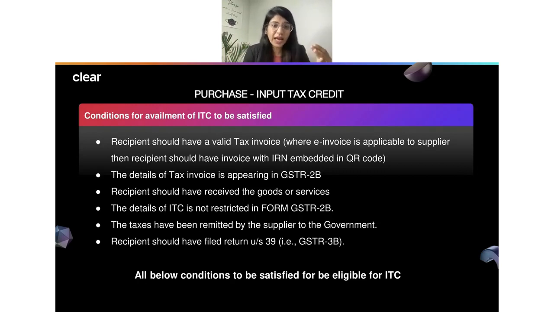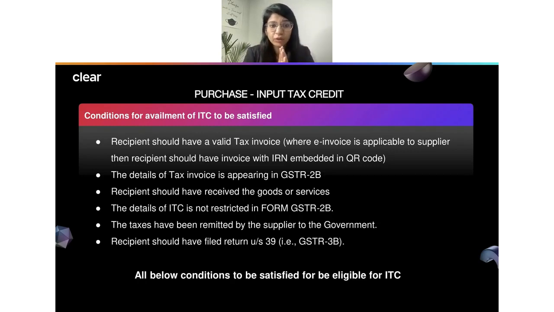But we know that there can be certain ITC which I have not claimed in the particular return period. I may always claim it in a different return period, right? There can always be cases where I cannot claim the ITC in a particular return period and I can only claim it in the next return period. I will give you a very simple example.